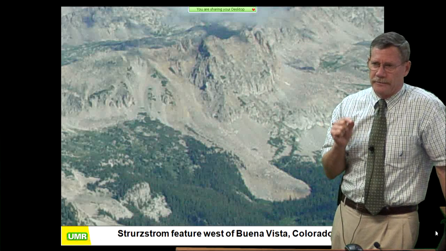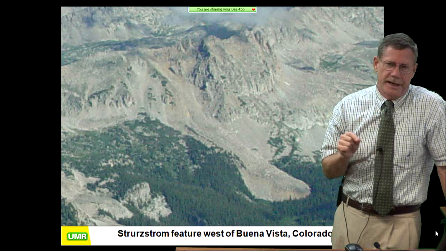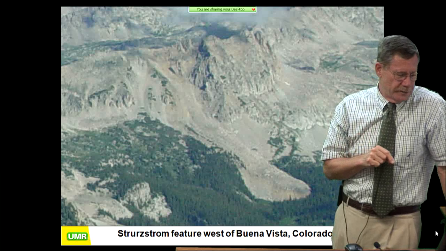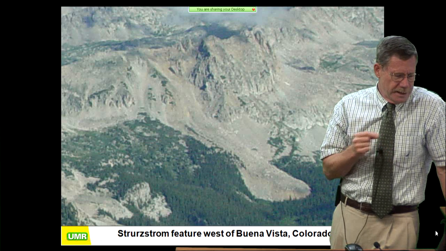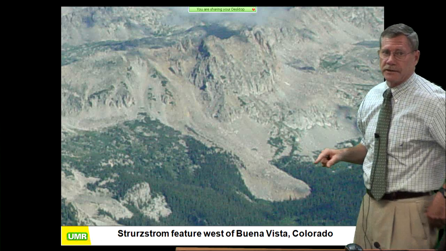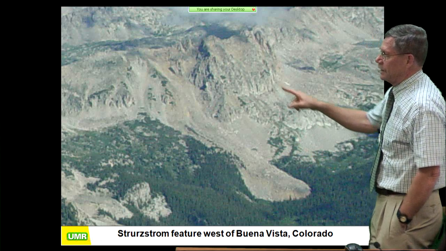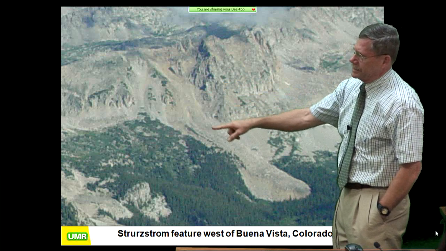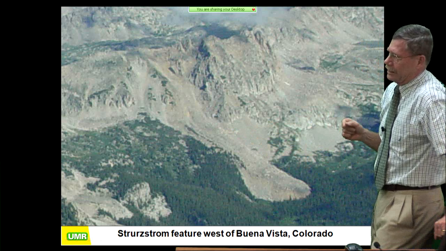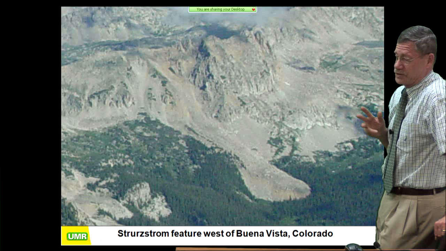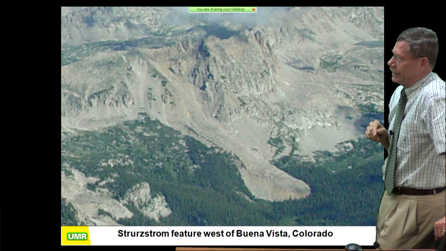They've been studied in Europe for centuries. Albert Heim was an Austrian geologist who was the father of understanding sturzstroms. He died about 1935. This is a sturzstrom that occurred in Buena Vista, Colorado. There were 400 of these sturzstrom-type landslides in the Great Alaska Earthquake on Good Friday, 1964. And then when we had the Denali earthquake in 2002, there were almost 200 of them, 179 of them.